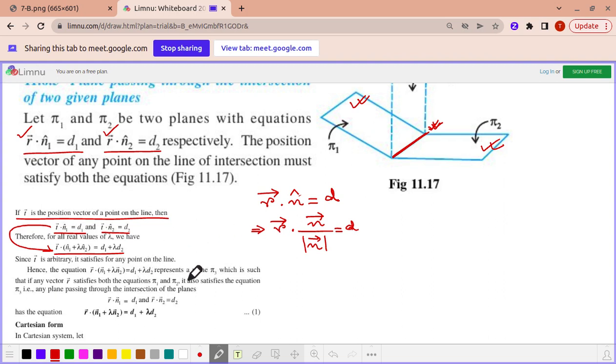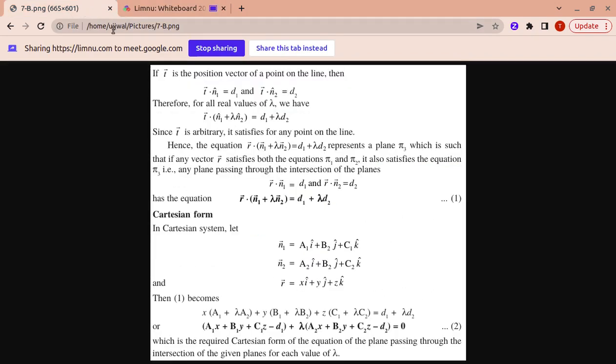That is why we are considering these two planes: r vector dot n1 vector equal to d1 is the equation of the first given plane, and the equation of the second given plane is r vector dot n2 vector equal to d2. Then the equation of the plane passing through the intersection of these two given planes is r vector dot n1 vector plus lambda n2 vector equal to d1 plus lambda d2. So we can also find the equation of this plane in the Cartesian form.